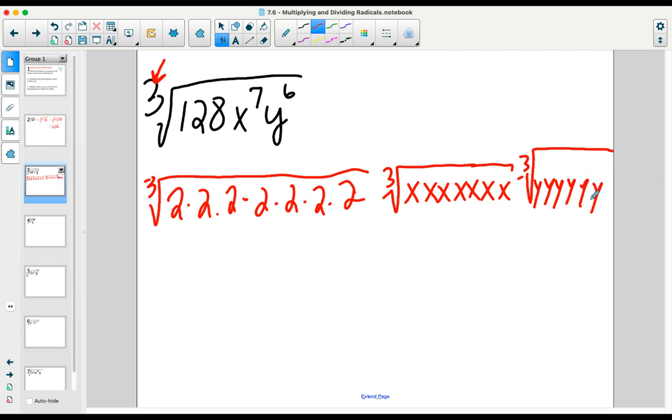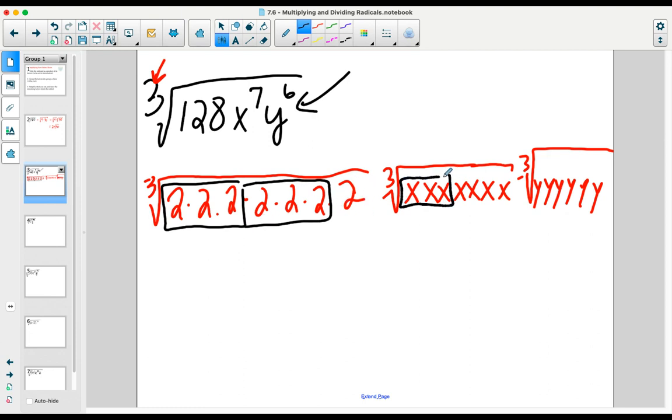Now, the recommended strategy says to start making groups of 3. Because we are looking for a third root, we're looking for what factors go into this radicand 3 times. So we're going to make groups of 3 right here. Here's 3 2's. And we're going to make a group of 3 right here. Here's some more 2's. We don't have enough 2's to make another group, so we jump over to the x's. Here's a group of 3, and here's a group of 3. And again, we don't have enough x's to make another group, and we can make the 2 groups of y.